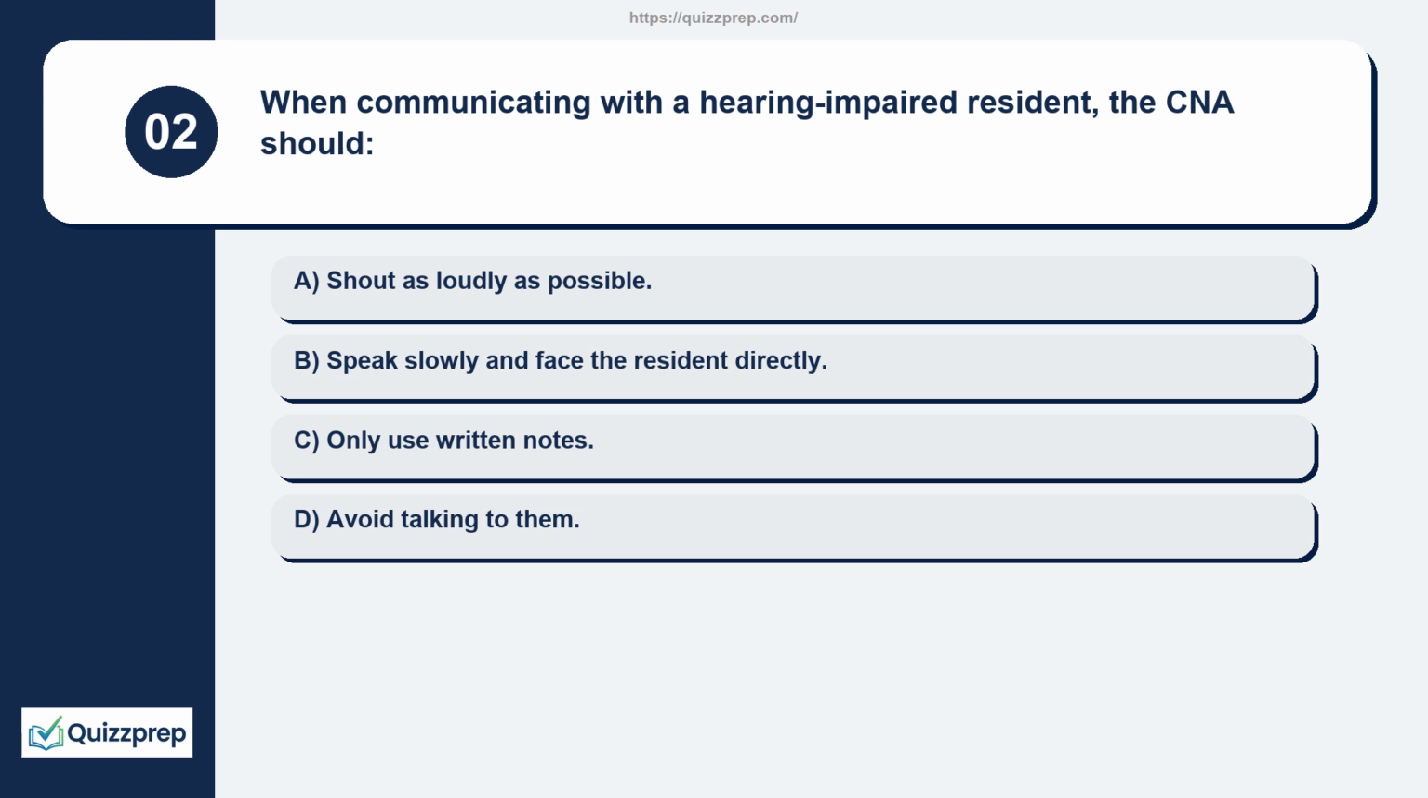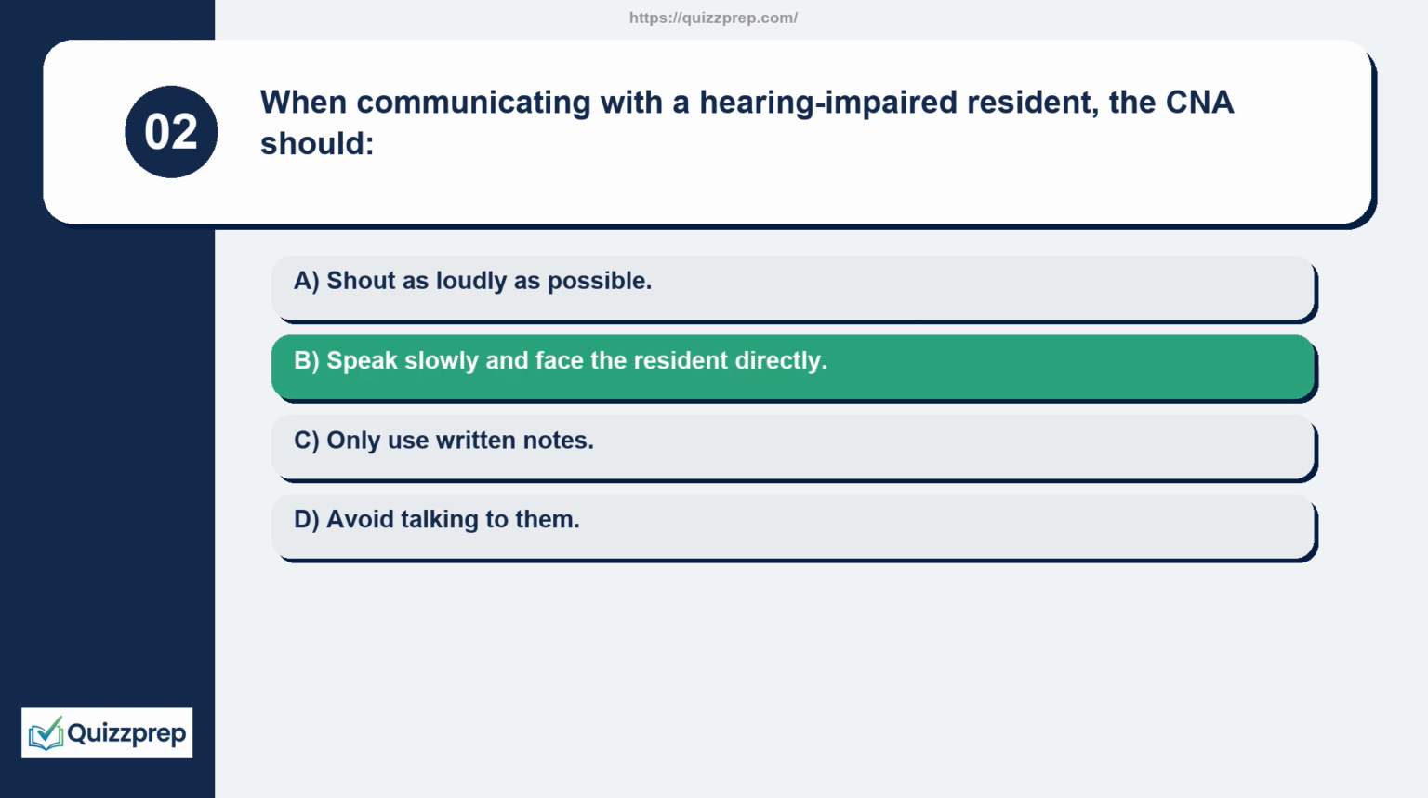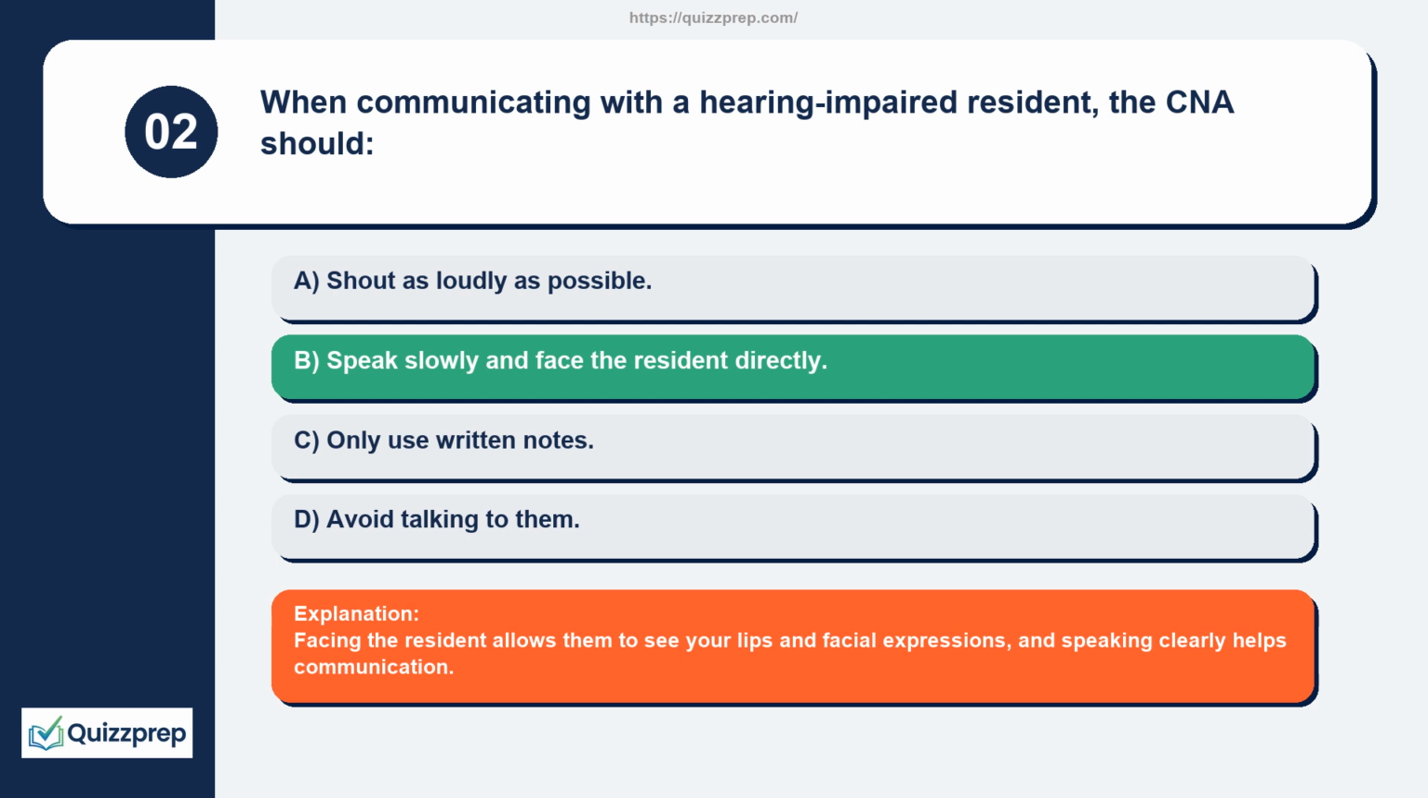Question 2. When communicating with a hearing-impaired resident, the CNA should shout as loudly as possible, speak slowly and face the resident directly, only use written notes, avoid talking to them. Facing the resident allows them to see your lips and facial expressions, and speaking clearly helps communication.